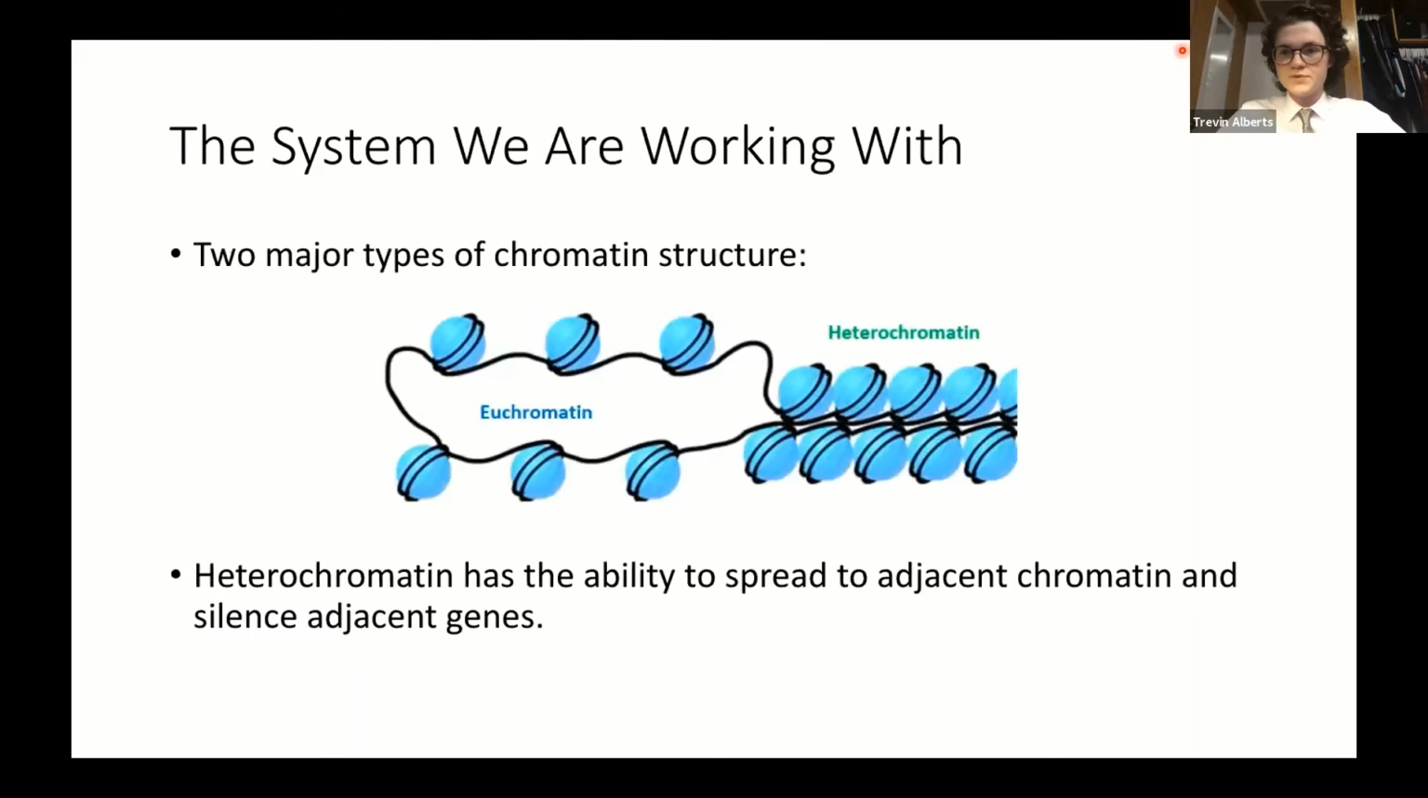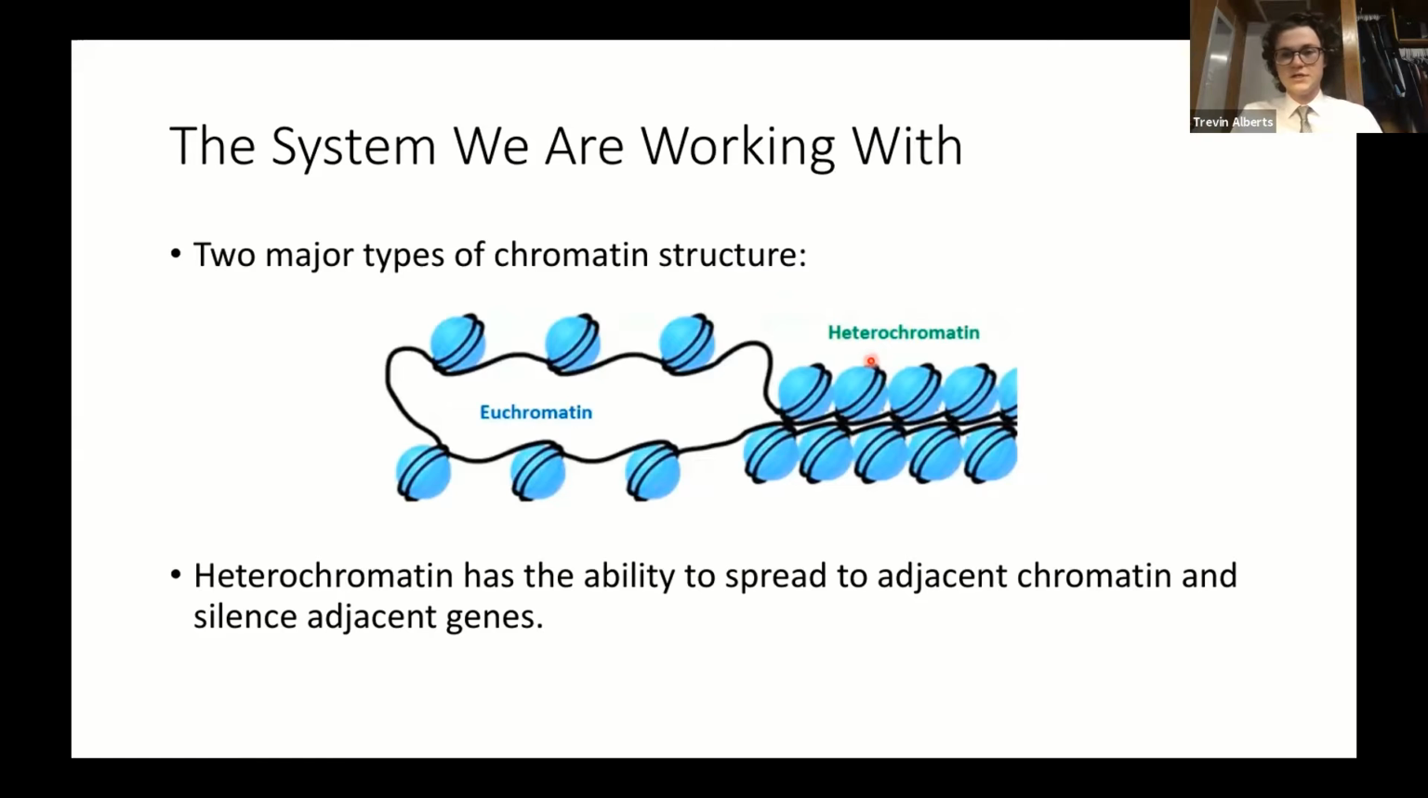So there are 2 types of chromatin structure. There's the euchromatin that can be seen over here on the left, and the heterochromatin that can be seen over here on the right. The euchromatin is a structure of chromatin that is composed mostly of transcriptionally active genes, and it is more loosely bound, not bound as tightly. Whereas heterochromatin is very tightly packed silenced genes. The majority of the heterochromatin is made up of silenced genes.